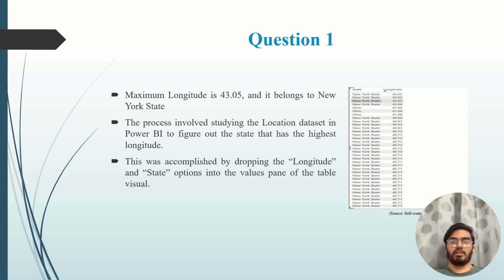All the visual points were arranged in order, with the highest longitude value at the top. Using this system, it was easier to see each record clearly and correctly identify where the maximum longitude was located. The result demonstrated that New York State has the greatest longitude of 43.05.